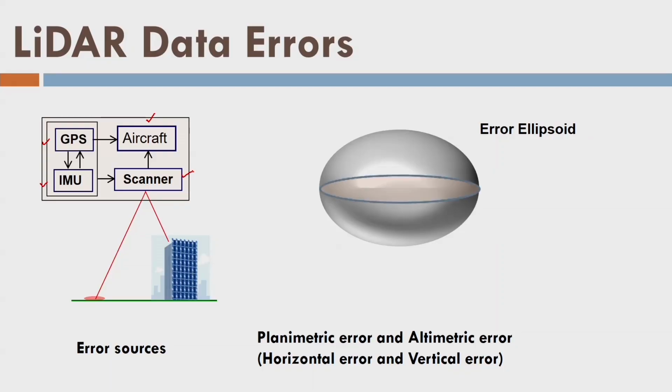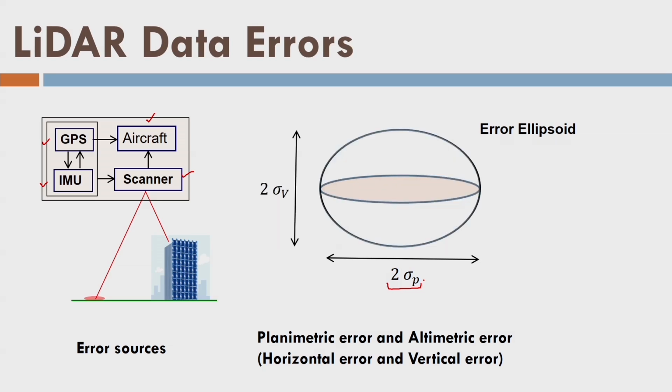And we want to estimate what is the error in the laser point xp, yp, zp. This is the error ellipsoid, and we want to estimate 2 times sigma p, where sigma p is the planimetric error, and 2 times sigma v, where sigma v is the vertical error. And here the point xp, yp, zp is located.